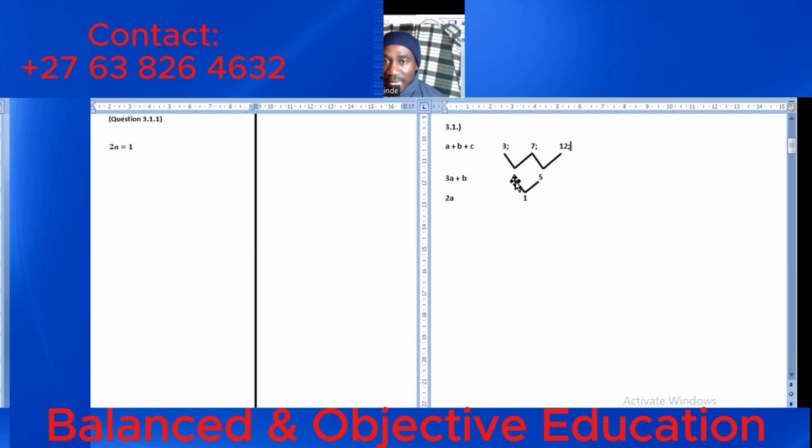Now, how do we get this first difference? This first difference is gotten by subtracting the first term from the second term. So that will be 7 minus 3, that is 4. And this value is obtained by subtracting 7 from 12. 12 minus 7 is 5. Now, for the second difference, all you need to do is to subtract 4 from 5. So 5 minus 4 equals 1.